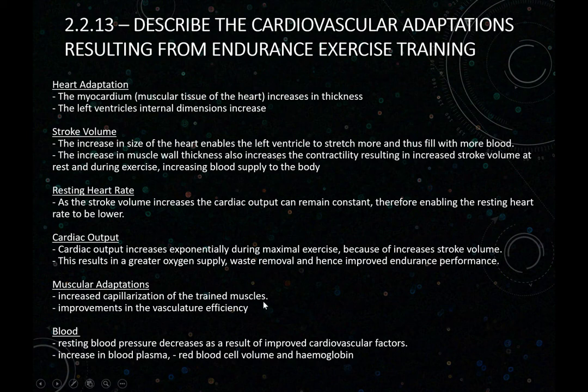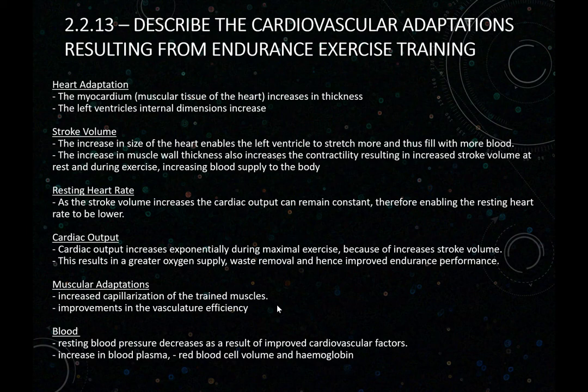For your muscular adaptations, the muscles that you're training, if you're a runner or a swimmer, whatever those muscles are, there are more capillaries, more tiny little blood vessels that go to them, therefore allowing more exchange of oxygen faster. And then finally, we said our resting blood pressure is going to decrease. We're going to have an increase in blood plasma and changes in the amount of red blood cells and hemoglobin you have. Typically, those will increase, but it's okay to know that they just change.